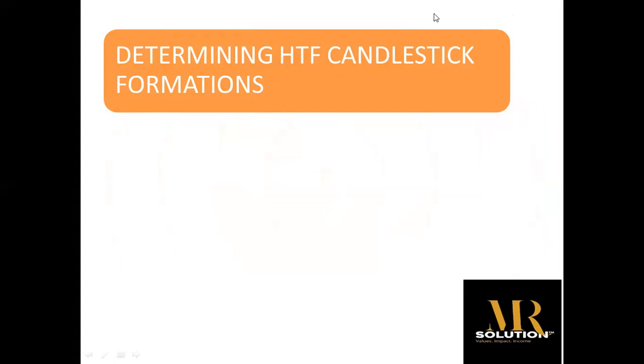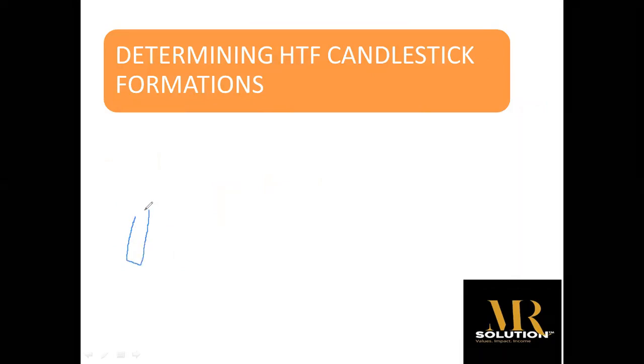Let me just draw two candlestick formations. Let's just say hypothetically we have two candles, and we are using a 2 hour time frame. This is candle one, with the low and the high. Let's say this is the open, and then this is the close. So automatically, this is a bearish candle. It closed lower than it opened.